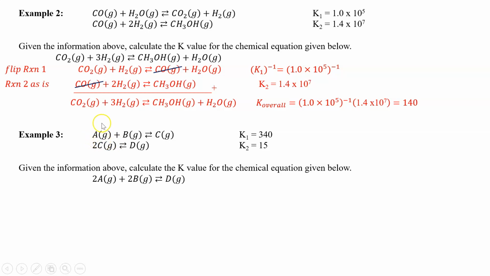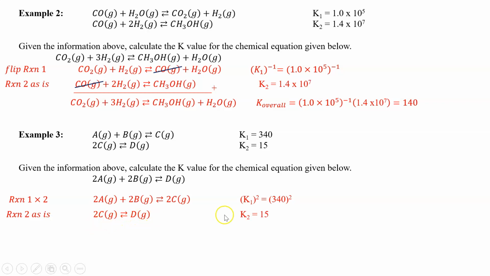Example 3, we've got these two reactions. Given the information above, calculate the K value for the chemical equation given below. 2A plus 2B yields D. Well, I see A and B here, but we're going to have to double that reaction. That would give us 2C, which would cancel out, and we would end up with D, which is what I want. So reaction 1 needs to be multiplied by 2. And if it's multiplied by 2, we need to square the K value. K1 needs to be squared, 340 squared. Reaction 2 can be left alone as is, so we get 2C yields D.